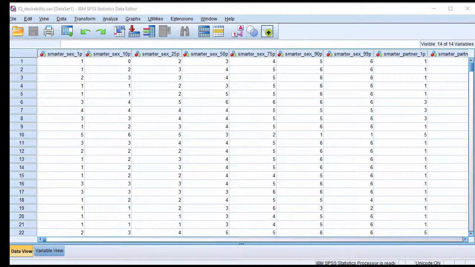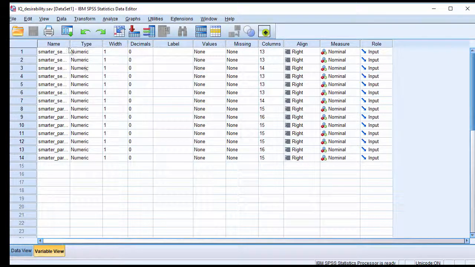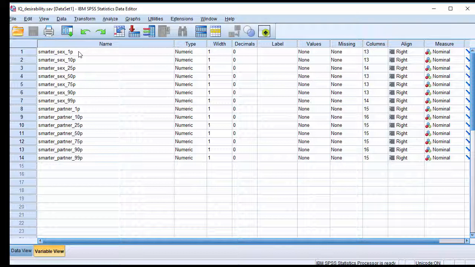In this video, I'm going to walk you through the steps of conducting a 2 by k within subjects factorial ANOVA. So there are two independent variables in this design, and one of the independent variables has a lot more than just two levels. Specifically, we have a research design where individuals rated the desirability of prospective partners on the basis of their IQ, and there are several percentiles associated with the ratings. So they rated someone at the first percentile of IQ, 10th, 25th, 50th, 75th, 90th, and 99.